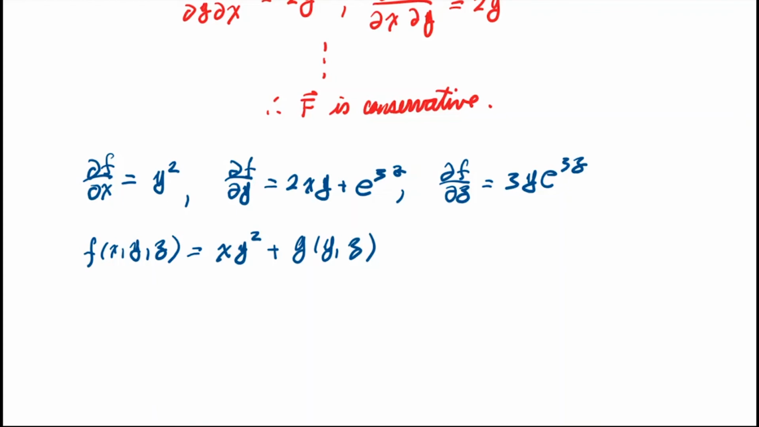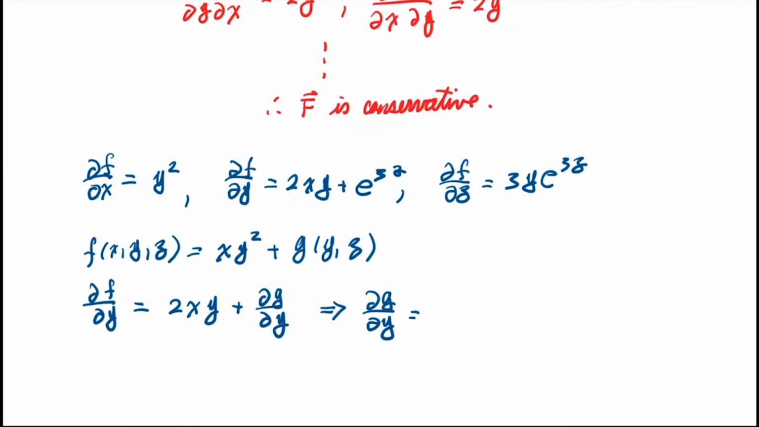So far, so good. Now I'm going to take a derivative of this thing with respect to y. This first term becomes 2xy, and this thingy becomes the partial derivative of g with respect to y, doesn't it? Say yes. Now I'm going to compare this with that. Partial f, partial y, they better be the same thing. So that tells you partial g over partial y is equal to e to the 3z. You got that much? You with me?